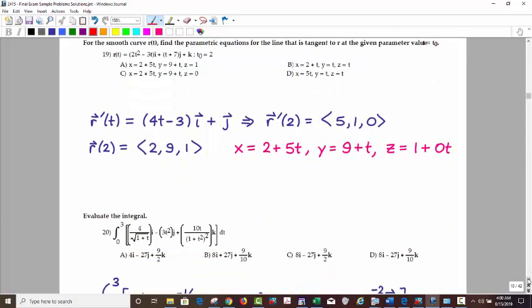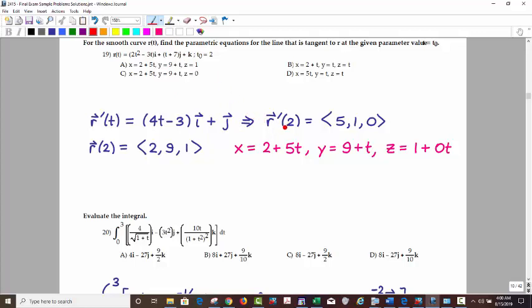Number 19. Find the parametric equations for the line that's tangent to r at a given point. So tangent means we're going to need the derivative. That's going to give us our tangent vector at the point. So the derivative of 2t squared minus 3t will be 4t minus 3. t plus 7 will be 1, and then k, the derivative of k will just be 0.